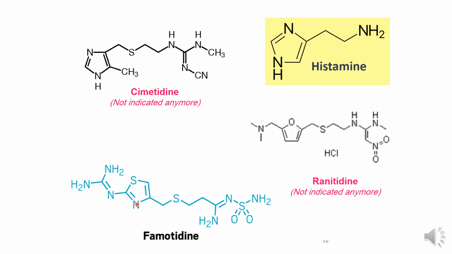Now, famotidine is indicated as an H2 blocker. We replaced the imidazole by a thiazole ring and a long side chain with sulfonamide at the end of this side chain. This is called famotidine. Famotidine is structurally similar to histamine, but we replaced the imidazole by thiazole, and there is a sulfonamide group instead of the free amino group, and there is a branched amino group in this side chain.